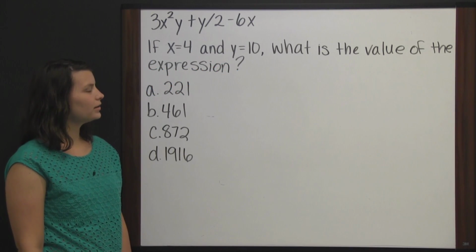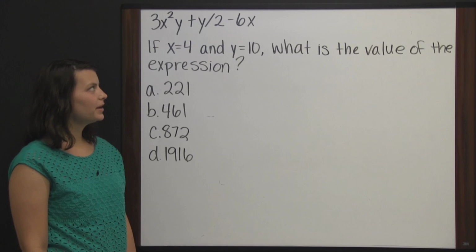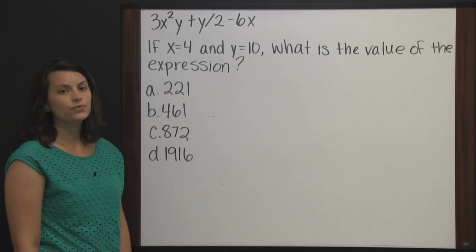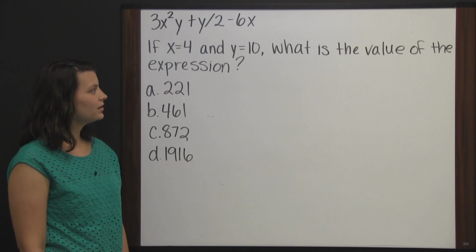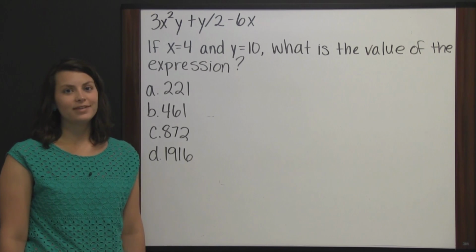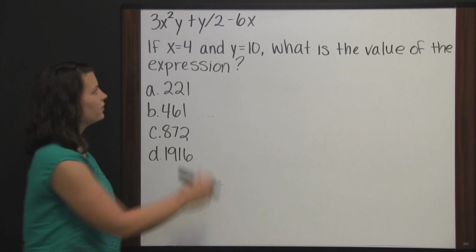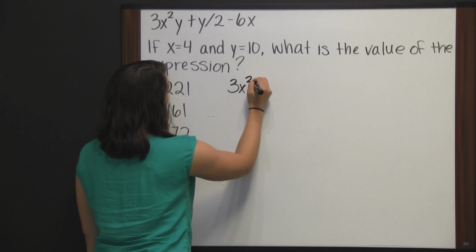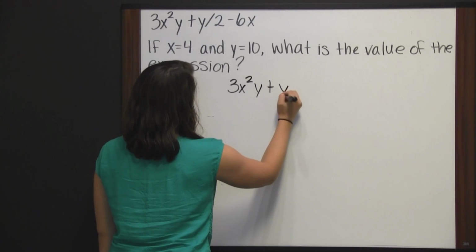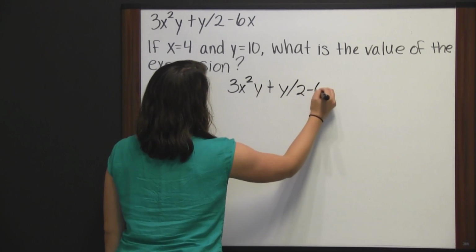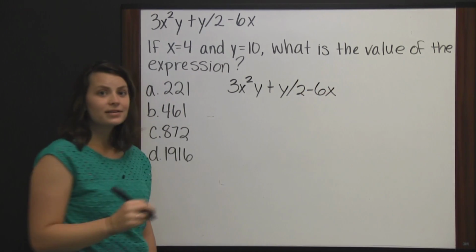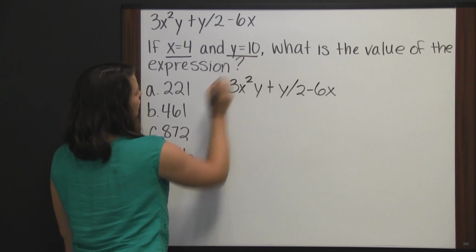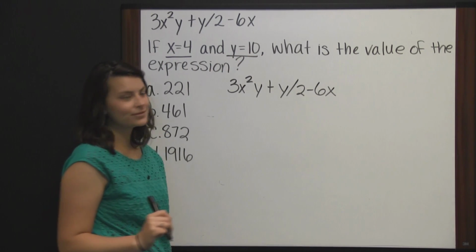(3x squared y plus y divided by 2 minus 6x). If x equals 4 and y equals 10, what is the value of the expression? First, I'm going to take our expression and copy it. Next, we need to substitute these numbers we were given for their variables.